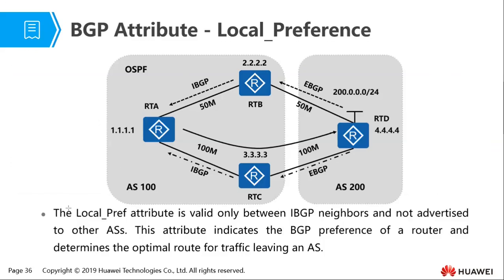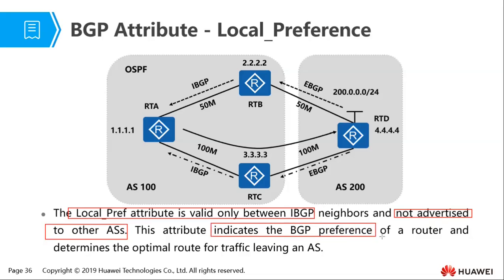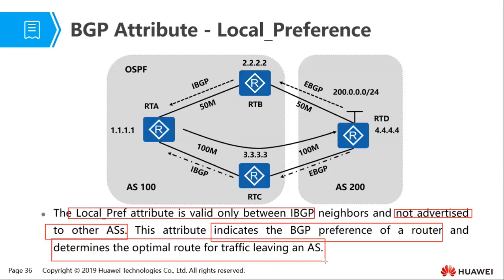The local preference attribute is valid only between IBGP neighbors, and it is not advertised in other autonomous systems. This attribute indicates the BGP preference of a router and determines the optimal route for traffic leaving an autonomous system. The optimal route for traffic leaving the autonomous system.